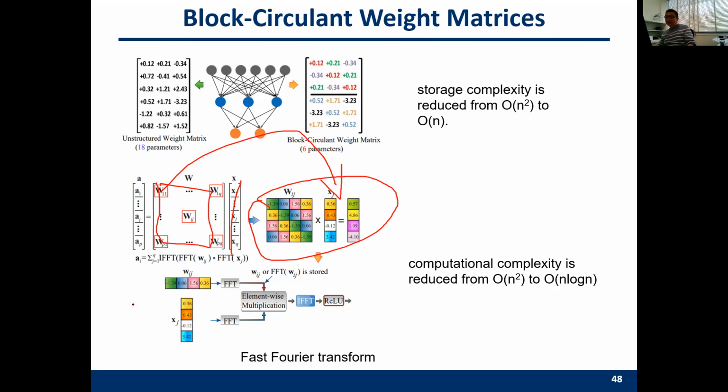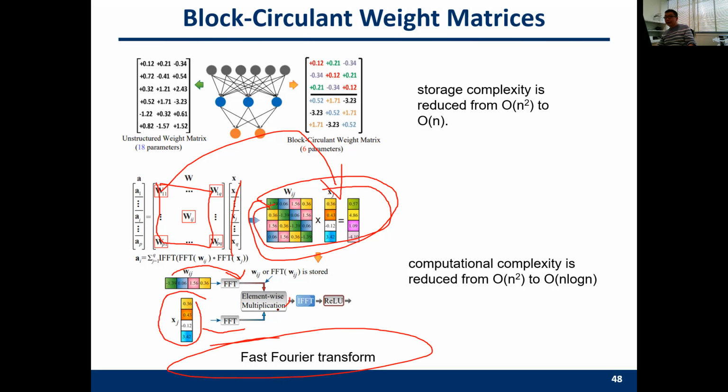what will happen? When we get the W weights, we do an FFT on these weights. When we get the input, we also do an FFT transformation on it. So instead of the multiply accumulation here, we can use element-wise multiplication to replace this matrix vector multiplication.